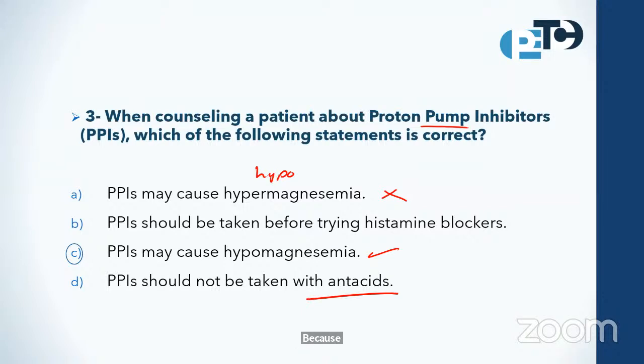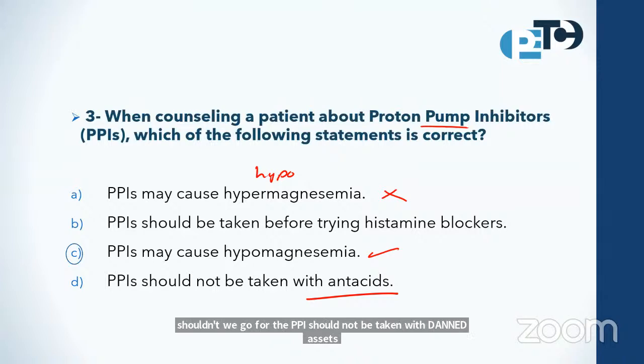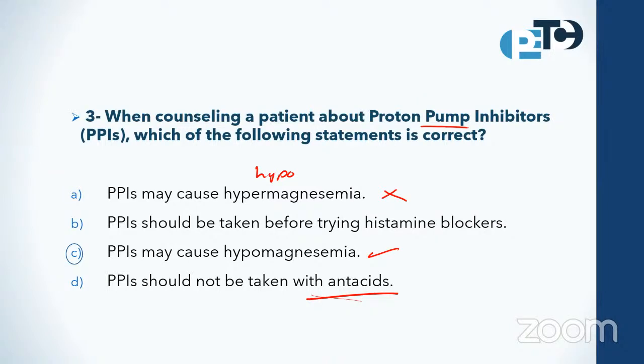Hypomagnesemia isn't related to counseling the patient. Why shouldn't we go for the PPI should not be taken with the antacids? Yes, I think you are right in this choice. Let me revise this point especially. I know that the PPI should not be received with the antacid at the same time. Do you know why? Yes, sir.